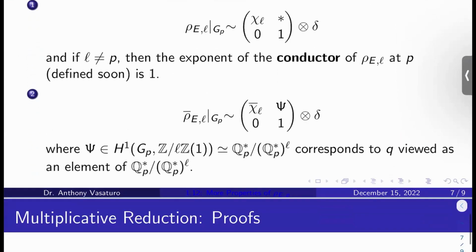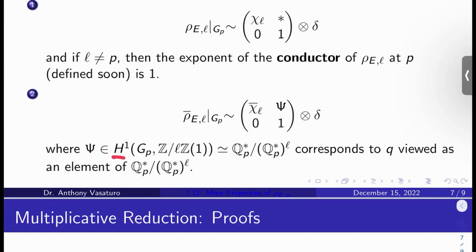Okay. Two, how about when we look at the mod L representation, rho bar E,L, and if we restrict that to GP, we get the same kind of thing. We get chi bar sub L, the mod L cyclotomic character, and 1 on the diagonal, and then this psi up here in the upper right, tensor delta. And what is this psi? And then also what does tensor delta mean?